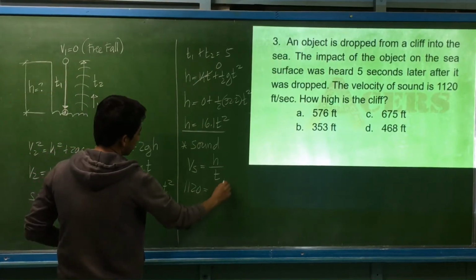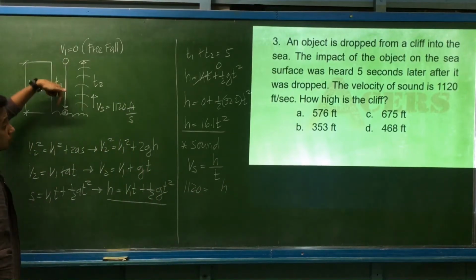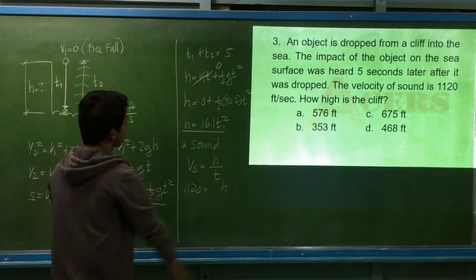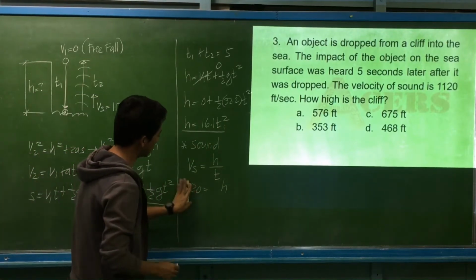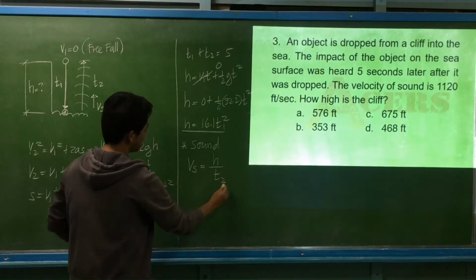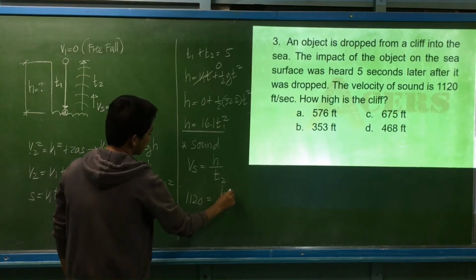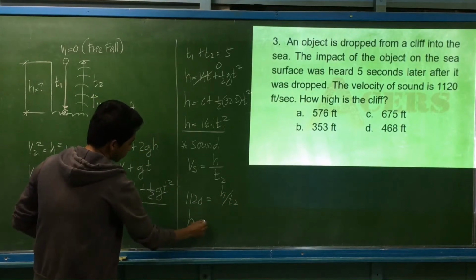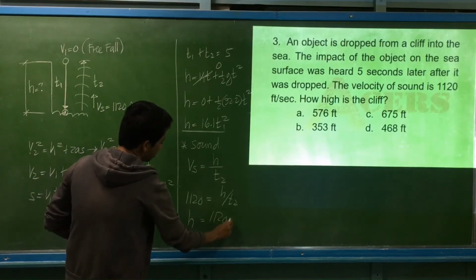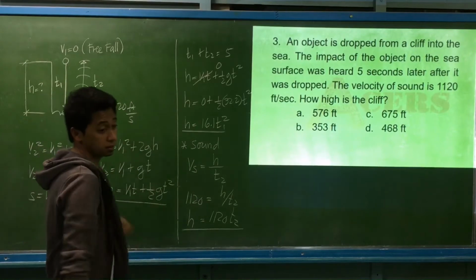1,120 equal to the height divided by, let's say, time number 1, that is for the object to fall, T1. Time number 2 for the sound to travel, let's say this is T sub 2. So 1,120 is equal to the height divided by time number 2. So we have another equation, H is equal to 1,120 times time number 2. So we have two equations of height.